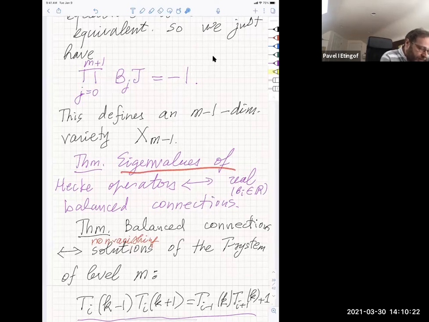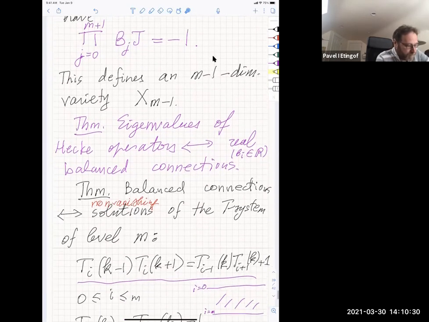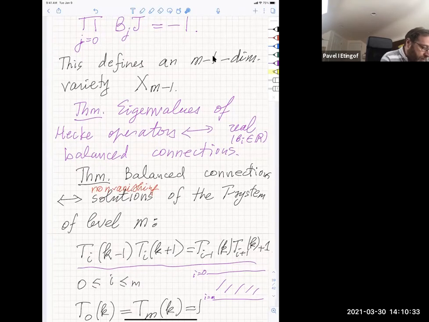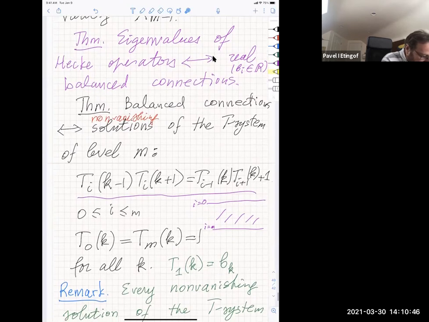And then a theorem that eigenvalues of Hecke operators should correspond to real balanced connections, to a subset of those. Actually, we cannot prove it for all. And the interesting theorem is that these balanced connections correspond to non-vanishing solutions of the T system of level m. So there is this remarkable discrete integrable system, which is called T system, also sometimes called Hirota system. And it's a system of equations with respect to a sequence of numbers labeled by 2 indices, i and k.